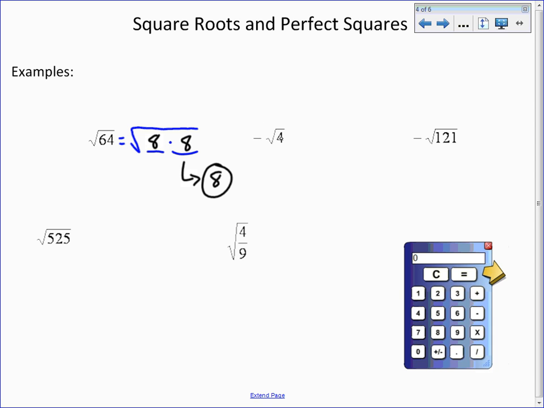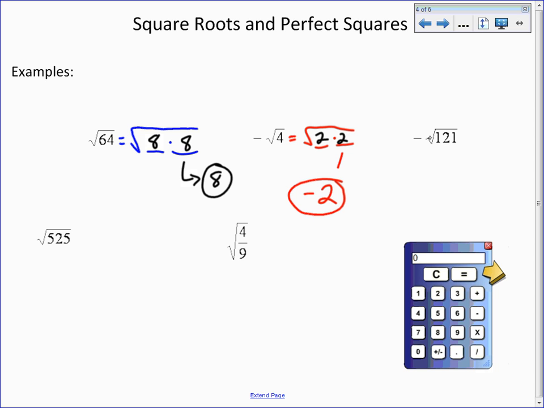This one has a negative on the outside, but then the square root of 4. What I want you to do is ignore that negative to start off with, and simply find out what times what gives us 4. And that'll be 2 times 2. So we pull 1 out, we get, whoops, I wrote an 8, but we get 2. Now we have to go back and look at that negative and tack it on. So negative 2 is the answer. So negative square root 4 equals negative 2.